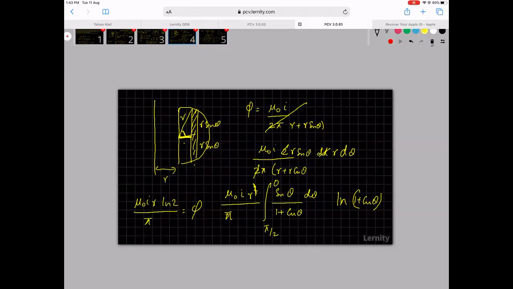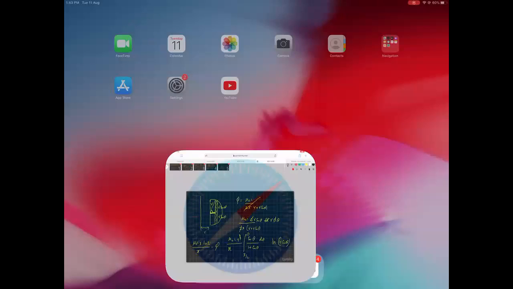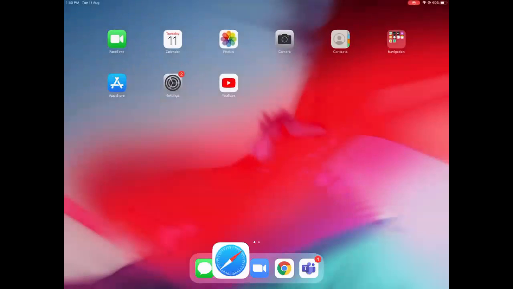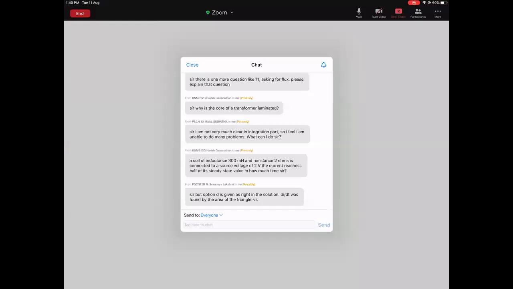Okay, so let me see what are the questions that you all have. Well, option D is given as right in the solution. Was found by the area of the triangle, sir. Di by dt, it's a uniform curve, so it is the slope of the curve.